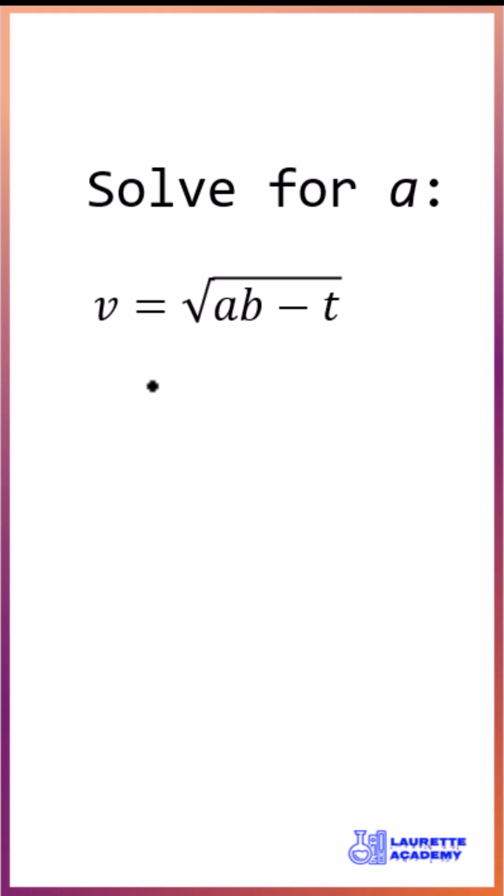So in this question, you've been asked to solve for a. We have v equals the square root of a times b minus t. So we're solving for a. In other words, we are to make a the subject of this formula.